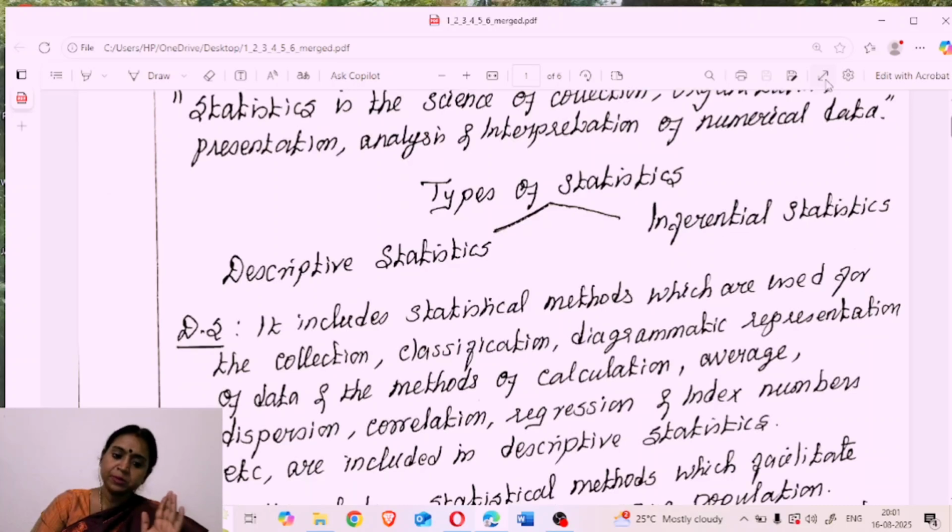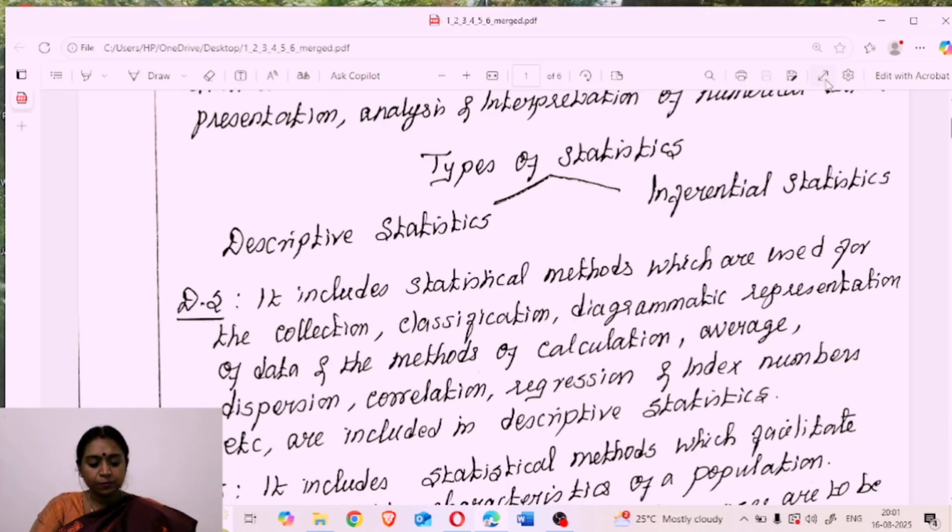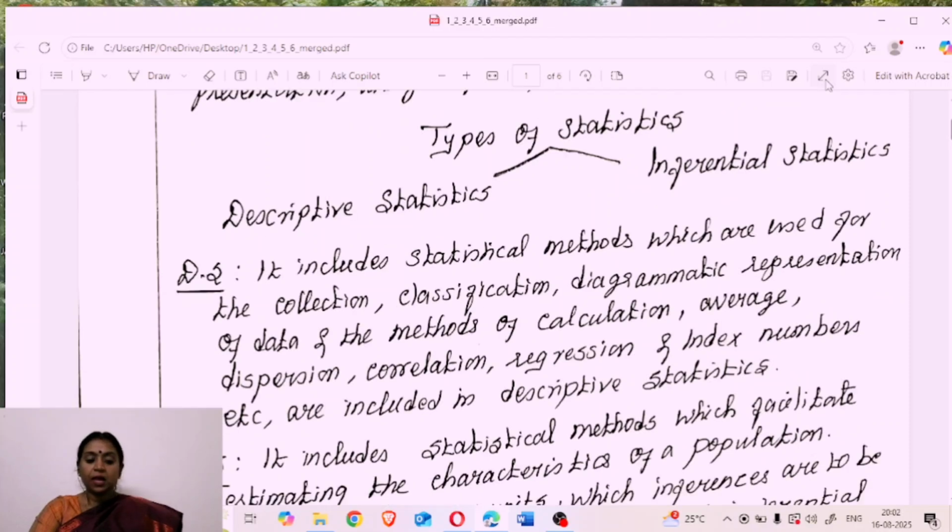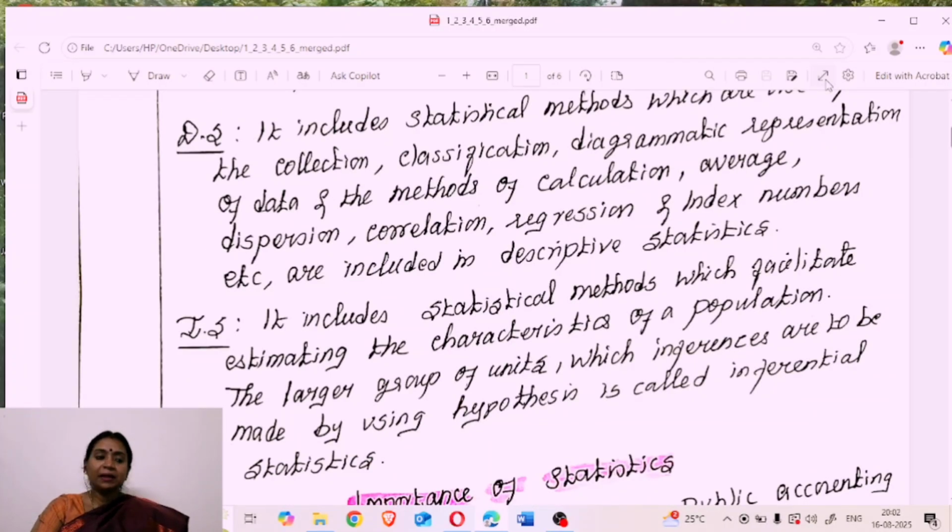Let's start with descriptive statistics. It includes statistical methods which are used for collection, classification, diagrammatic representation of data, and the methods of calculation: average, dispersion, correlation, regression and index numbers are included in descriptive. So in simple words, descriptive statistics talks about mean, median, mode, correlation, regression along with the diagrams. For inferential statistics, only hypothesis testing comes under inferential.